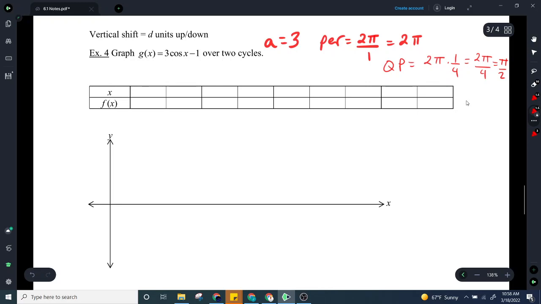This graph, notice, does not have a phase shift, right? There's no parentheses. There's no C value. But there is a vertical shift. So the vertical shift is down 1, but we're going to come back to that later. Let's do the vertical shift last. Let's get all our key values first.